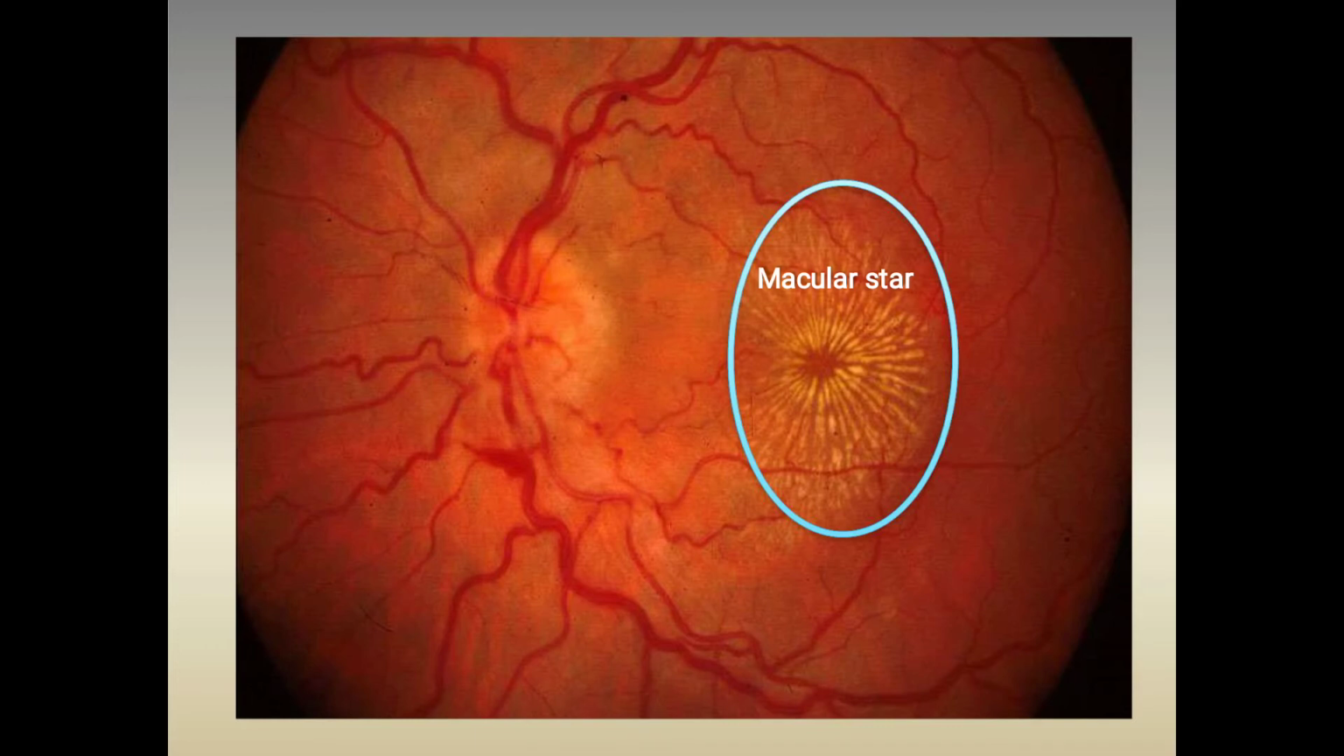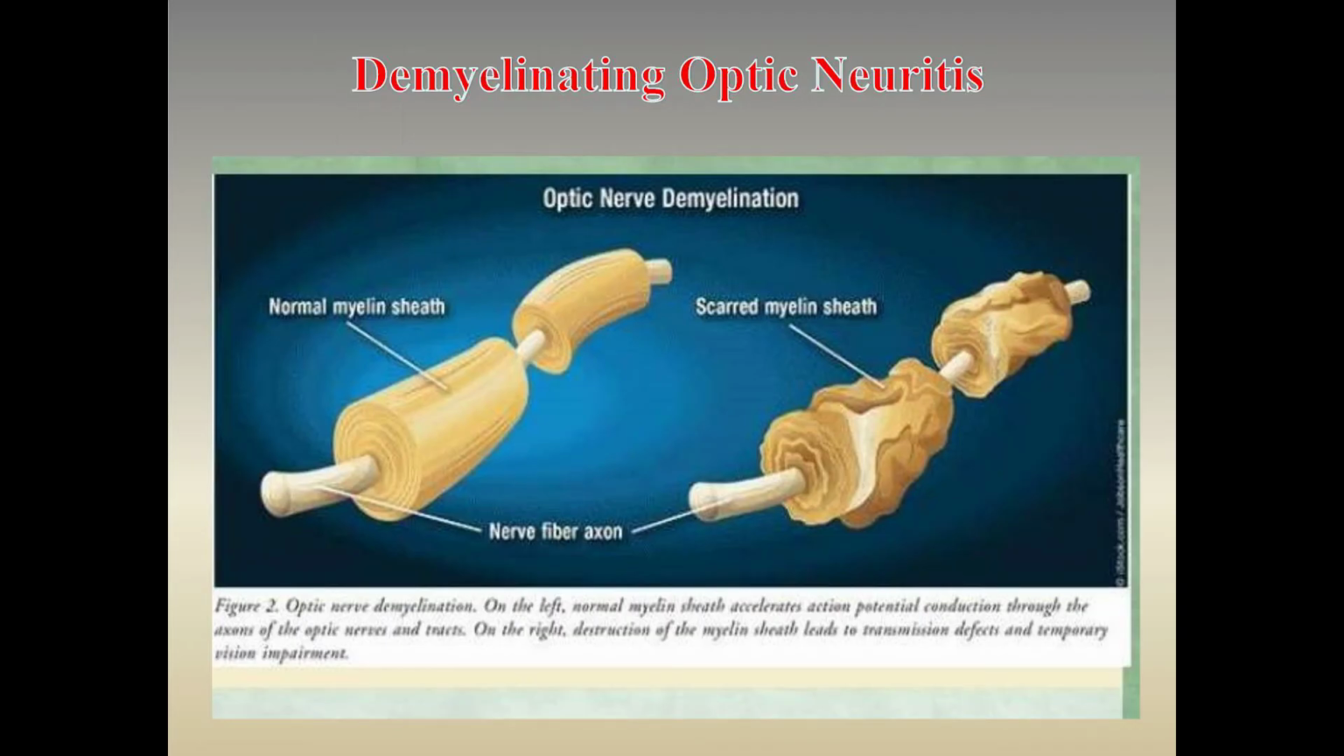So in this photograph, it is very clear that the optic disc is involved, and also there are exudates in the macula in the form of a star. So this is neuroretinitis. So what happens in demyelinating optic neuritis? Basically, in the demyelinating diseases, the myelin sheath of the nerve is affected. So this is affected in the optic nerve also, leading to optic neuritis.